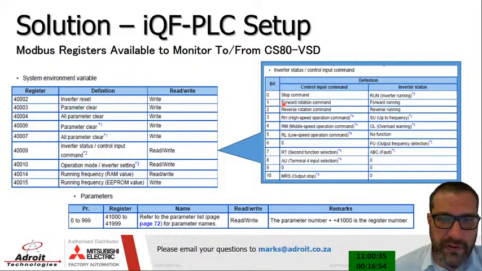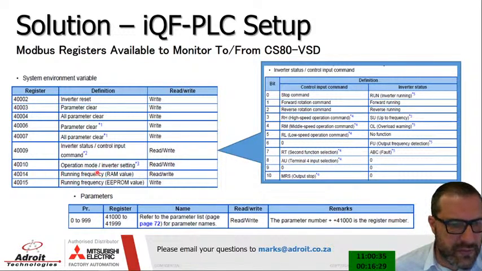Bit 1 is your forward rotation command. And then of course, if you've set these parameters over here, once you've turned on bit 3, it will go to the high speed, middle speed, low speed. But ideally, I don't really like using them. I like to set the speeds straight from the PLC using a word. It's this word over here, 40013.